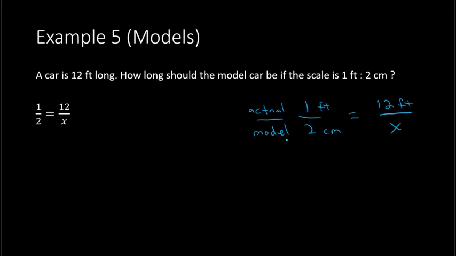We can get rid of the units as we solve. So notice in the numerator, we would have 1 times 12 gives you 12 on the top. 2 times 12 would give you 24 on the bottom. So x would equal 24, which is the length of the model car, and the units are centimeters. So the model car should have a length of 24 centimeters. And that concludes our lesson for today. We will see you next time.